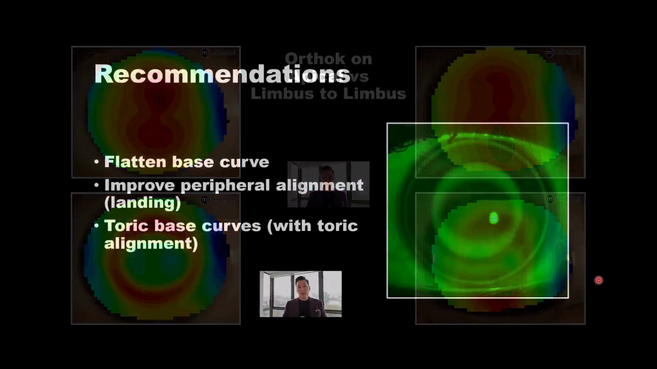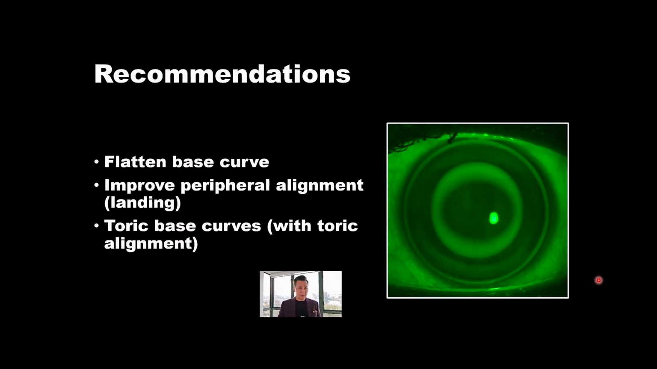So just to summarize this important question, because it comes up all the time: flatten the base curve, improve the peripheral alignment, or another option that we haven't talked about is go to a truly toric back surface. So you have a toric landing to keep the lens on axis, but also toric base curves to create a toric hydraulic force. So you have one hydraulic force across the flat meridian, you have a completely different and stronger hydraulic force across the steep meridian. So this involves a fairly custom lens.